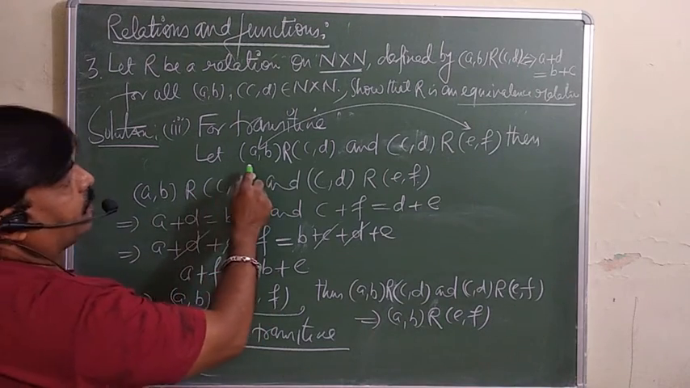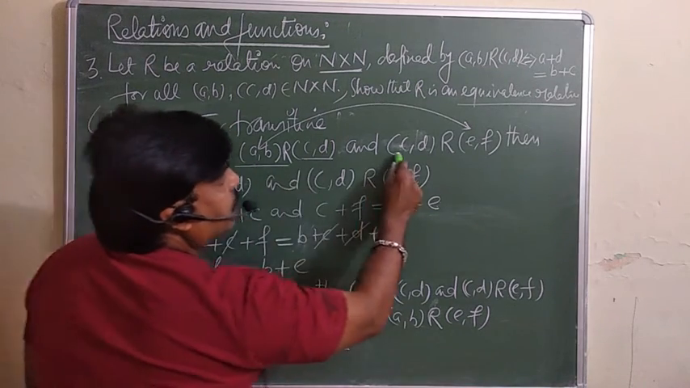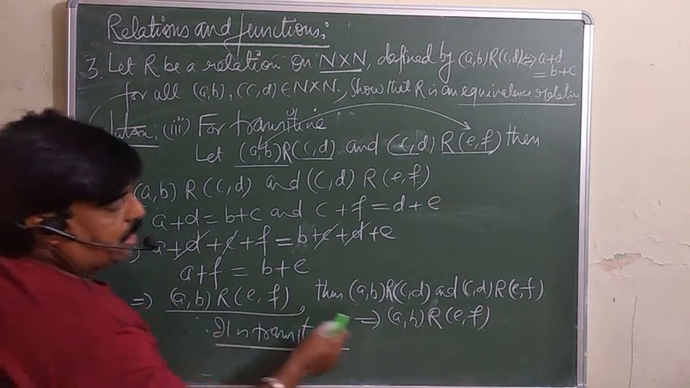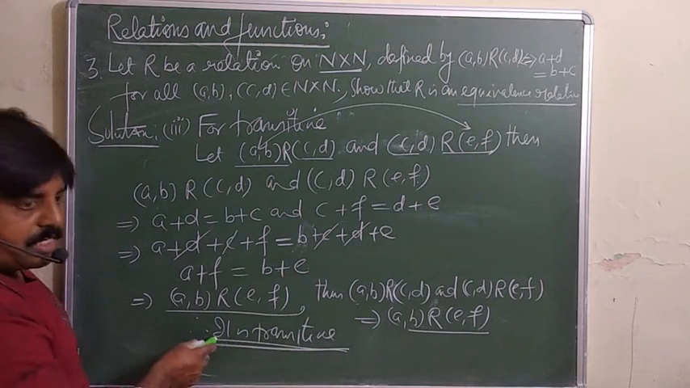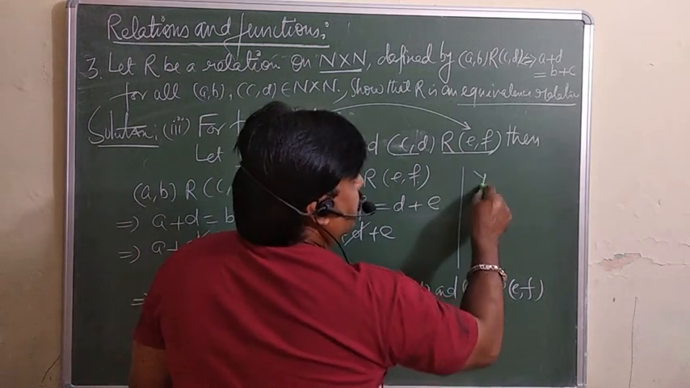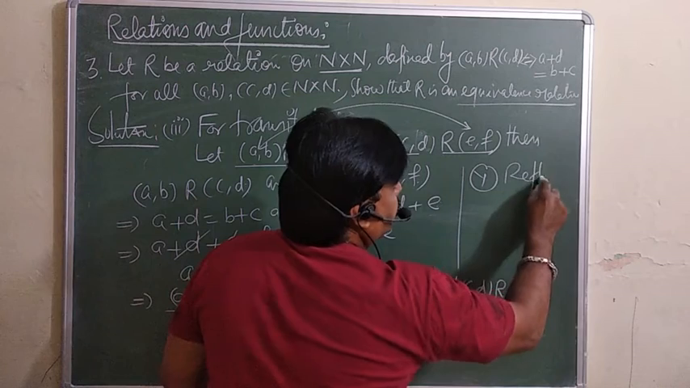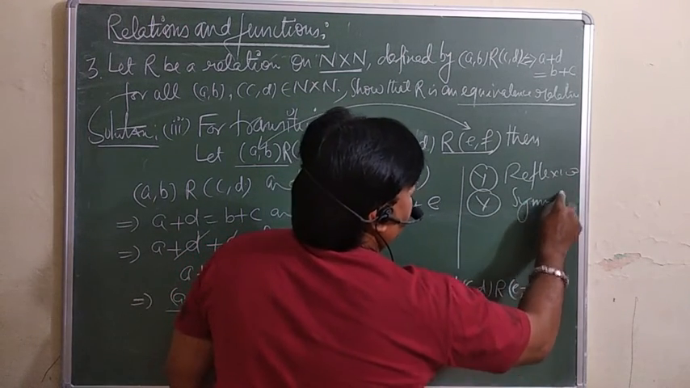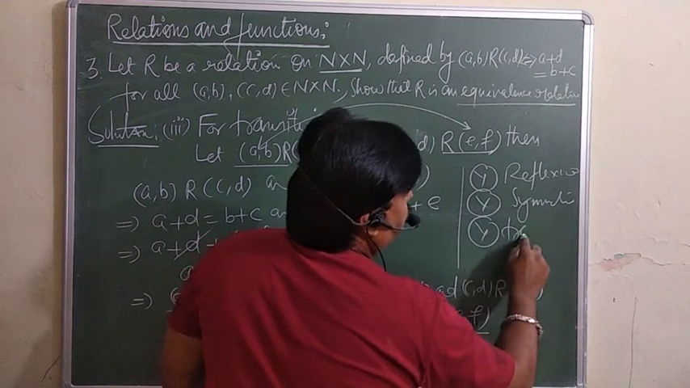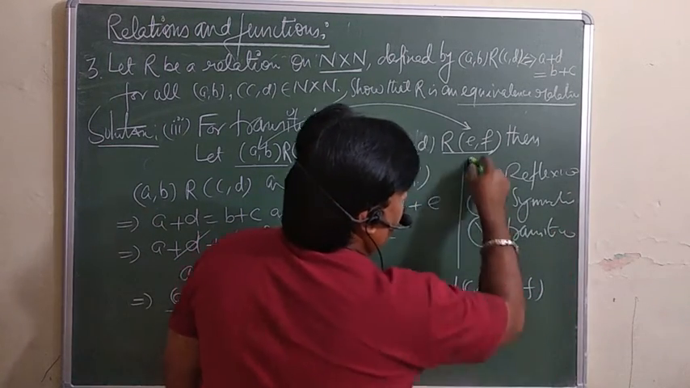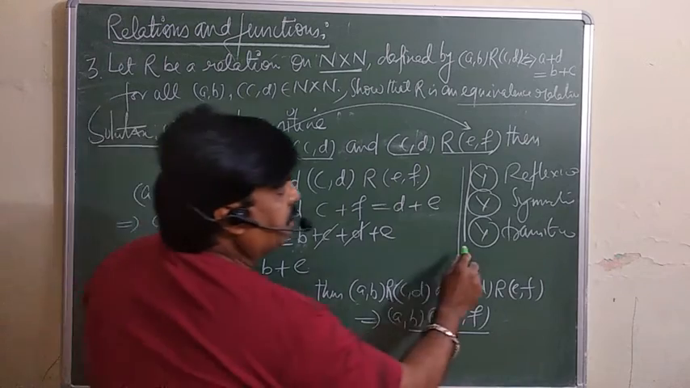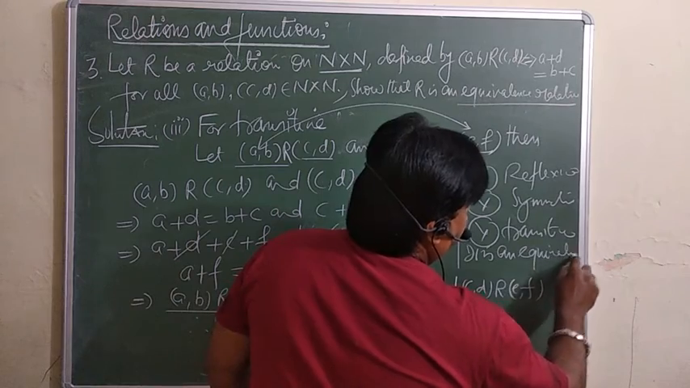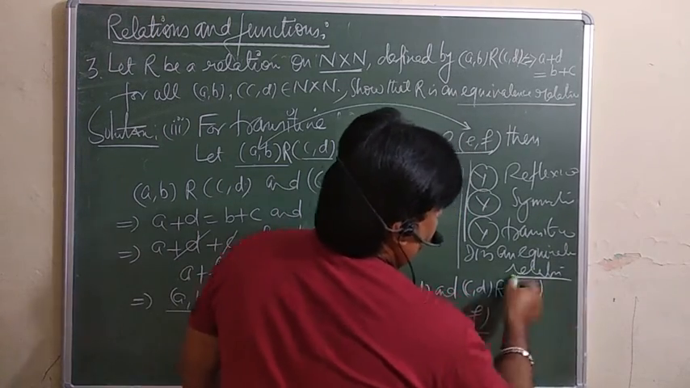So finally, if (a, b) has a relation with (c, d), and (c, d) with (e, f), then we get (a, b) has a relation with (e, f). So it is transitive. Finally, reflexive yes, symmetric yes, and transitive yes. If these three hold, then you can say it is an equivalence relation. Have a look.